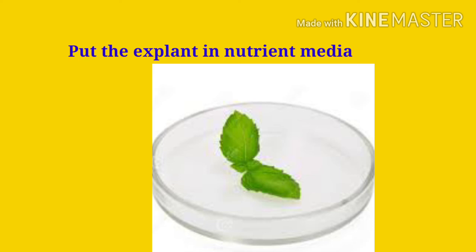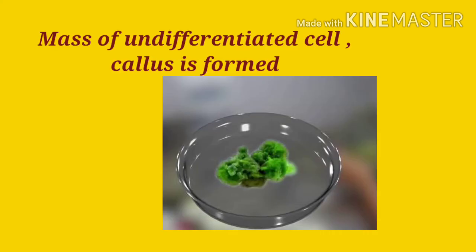In the nutrient media, the cell or tissue, which is the explant, starts growing, means it starts dividing. After some time, it will make a group or a mass of undifferentiated cells. Undifferentiated cells means cells that are not divided into stems, roots and leaves. So it makes a mass of undifferentiated cells. This mass of undifferentiated cells is called callus.